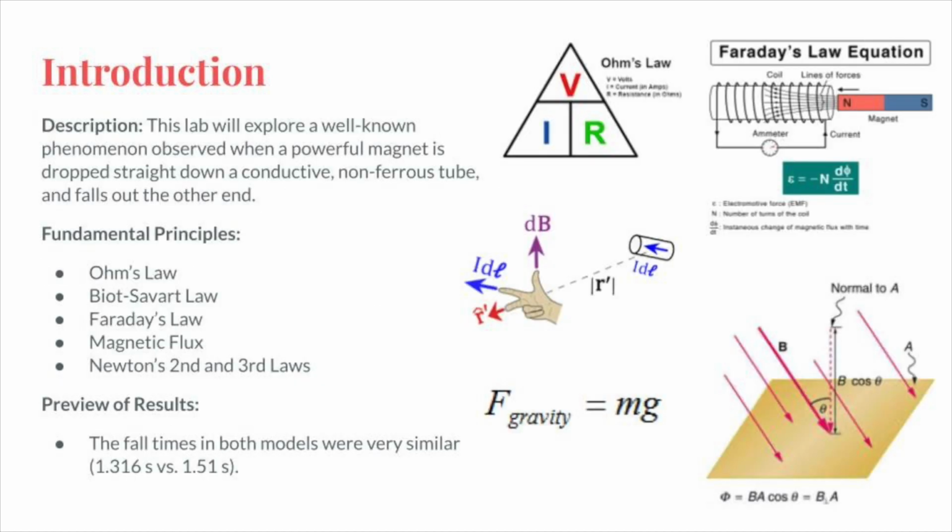This lab will explore a well-known phenomenon observed when a powerful magnet is dropped straight down a conductive, non-ferrous tube and falls out the other end. Fundamental principles, all of which are shown to the right, include Ohm's law, Biot-Savart law, Faraday's law, magnetic flux, and Newton's second and third laws. In this lab, both of the fall times were very similar, with around a 10 to 12% difference in the fall times.